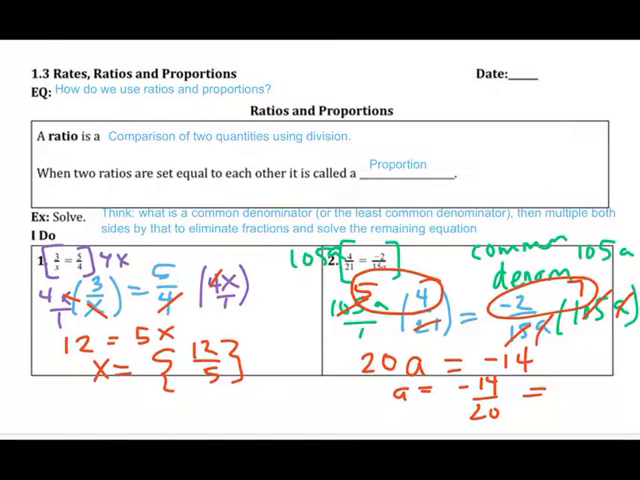14 and 20 are both even, so I can divide them both by 2. 14 divided by 2 is 7. 20 divided by 2 is 10. And I'm going to put set notation around that. So a equals negative 7 over 10.